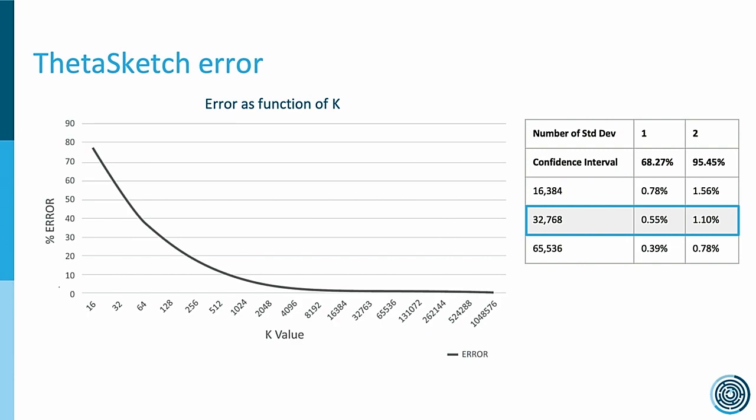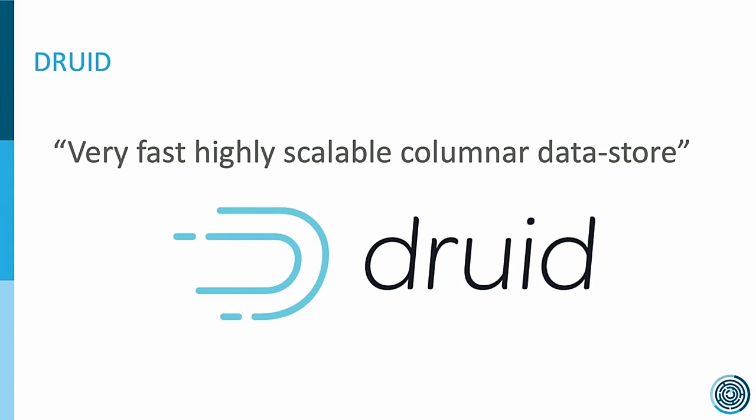Hi. So Yakir told us about the Theta Sketch algorithm and how it works, but we needed a practical working solution, right? So after some research, we found out about Druid, which is a very fast, highly scalable columnar data store. But let's see what that really means.